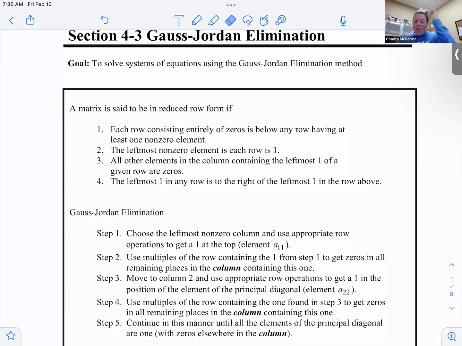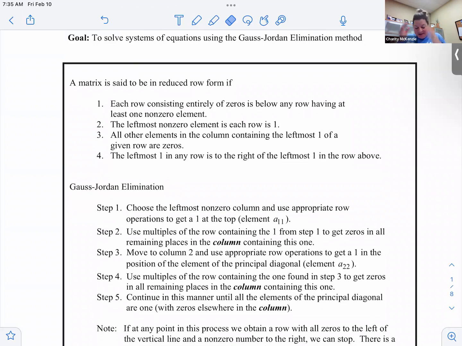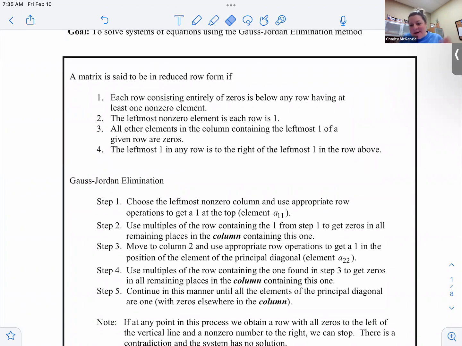Hi, this is section 4.3. The notes have a lot of wordy stuff, but I think it'd be easier for this section to just do the problems rather than have the words out. So we are still solving a system of equations, but now we're going to up it to three unknowns, three equations, versus just two unknowns, two equations.